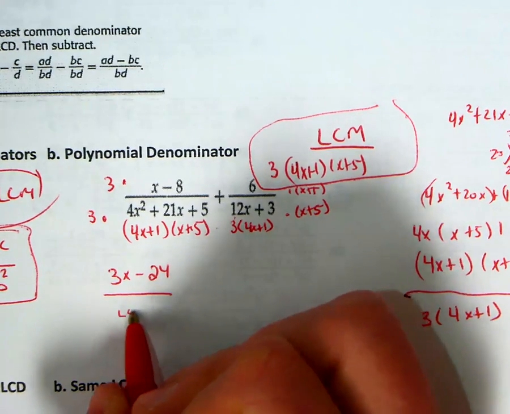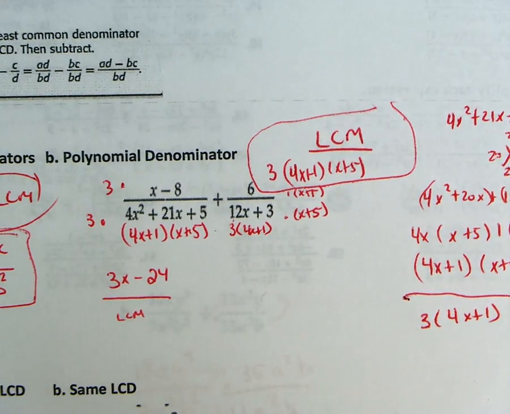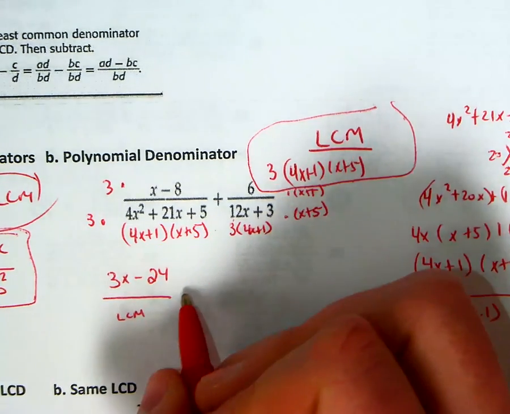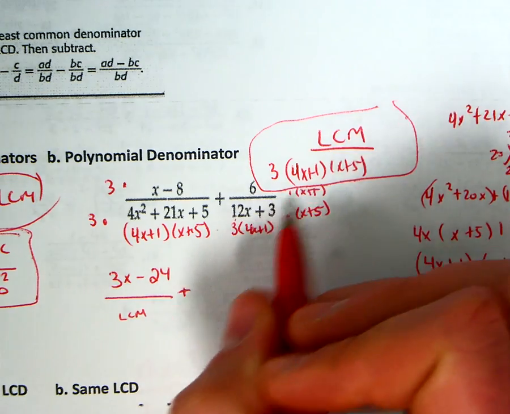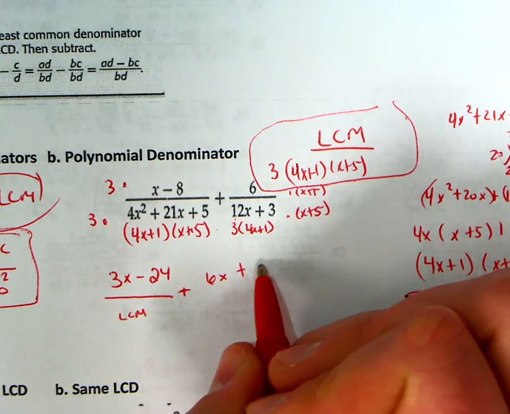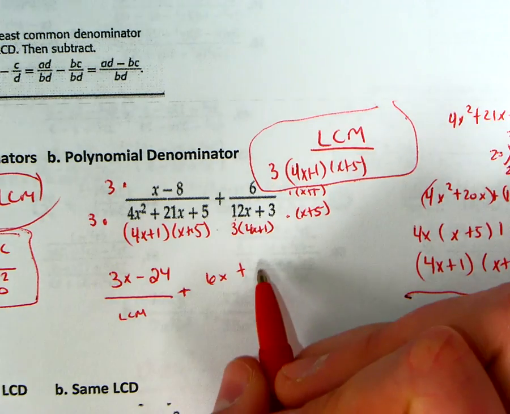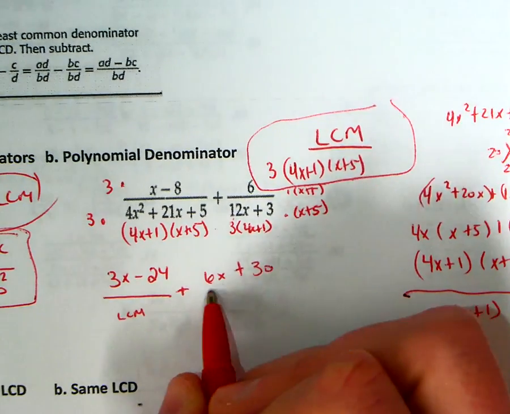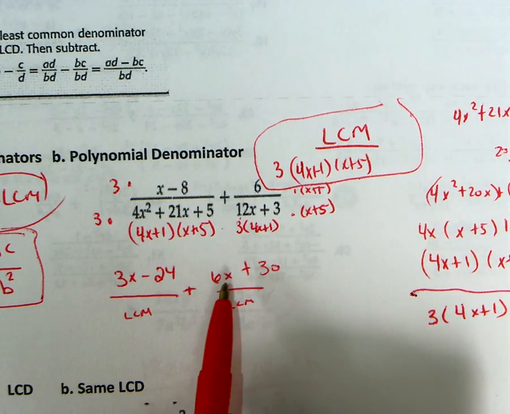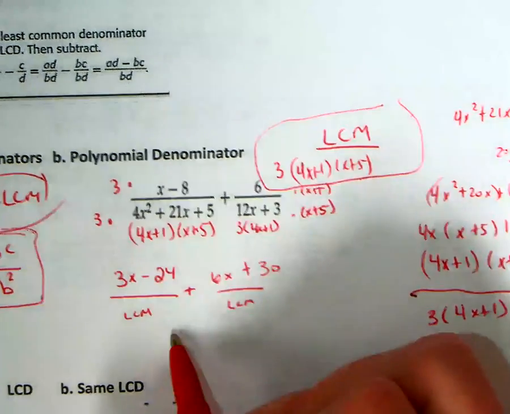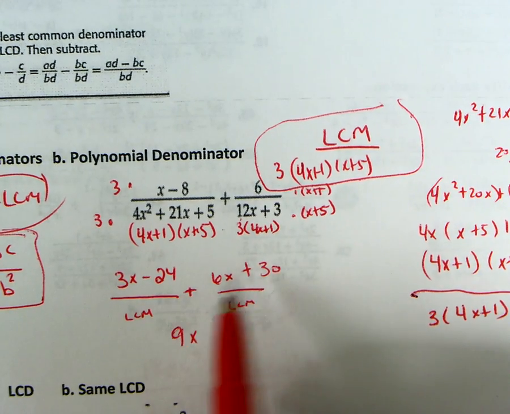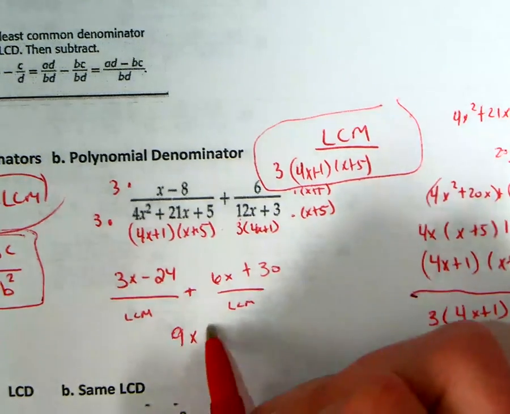All over, I'll just put the least common multiplier right there, just LCM. We know that it's this. I'm just going to put it right there to save time. Plus, and then 6 times x is 6x. 6 times 5 is 30. And then we have that, or the LCM. So we can add these together. So 3x plus 6x is 9x. Negative 24 plus 30 is 6.